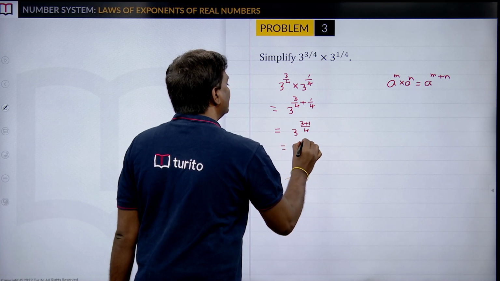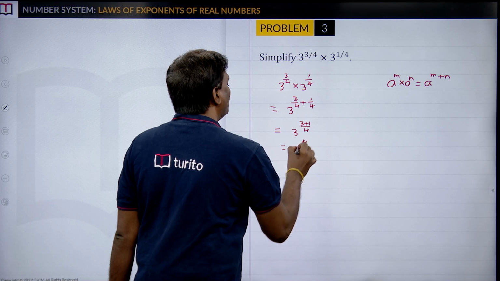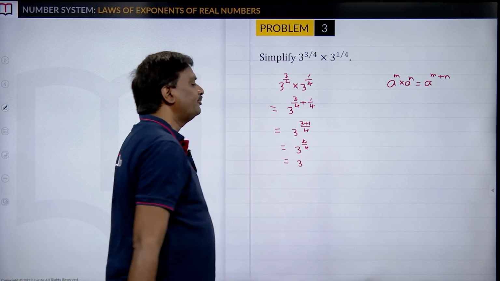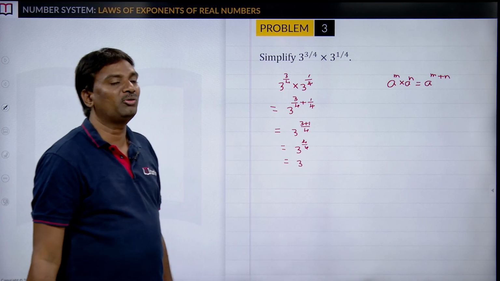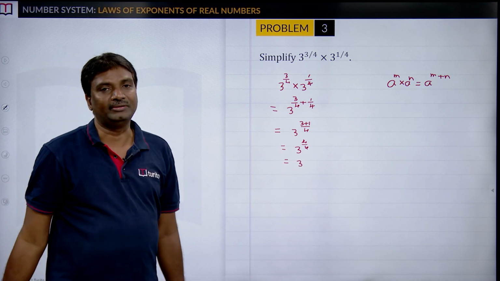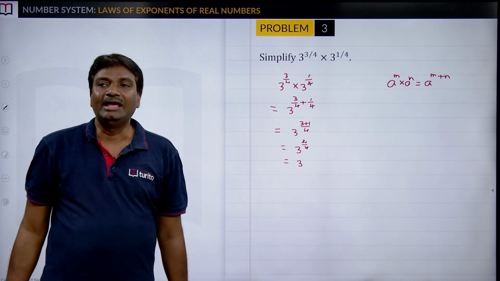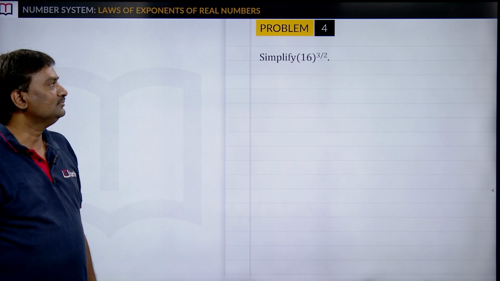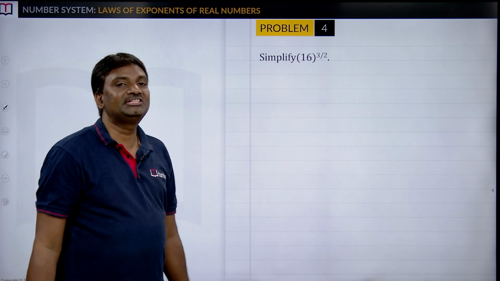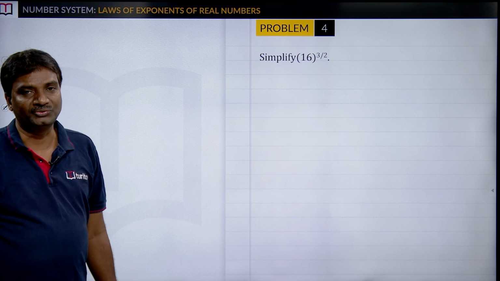So that is 3 power 4 by 4, the 4s get cancelled, that is 3 power 1 equal to 3. So the value of 3 power 3 by 4 into 3 power 1 by 4 is 3 only. You can just apply the formula a power m into a power n equal to a power m plus n. Next, simplify 16 power 3 by 2.